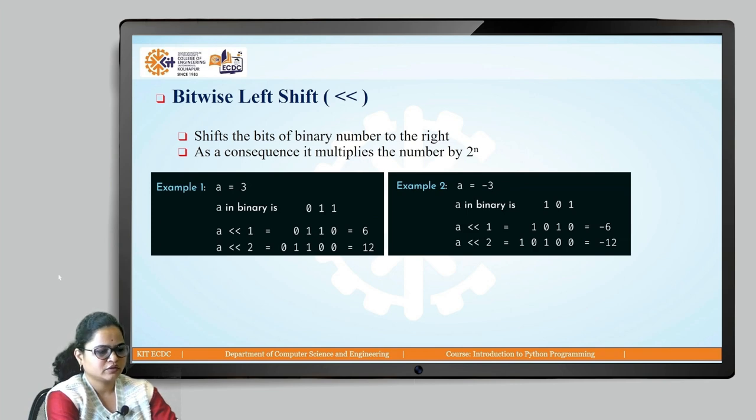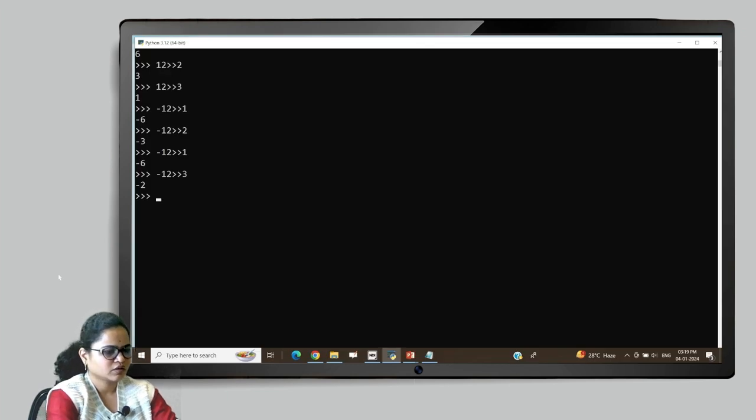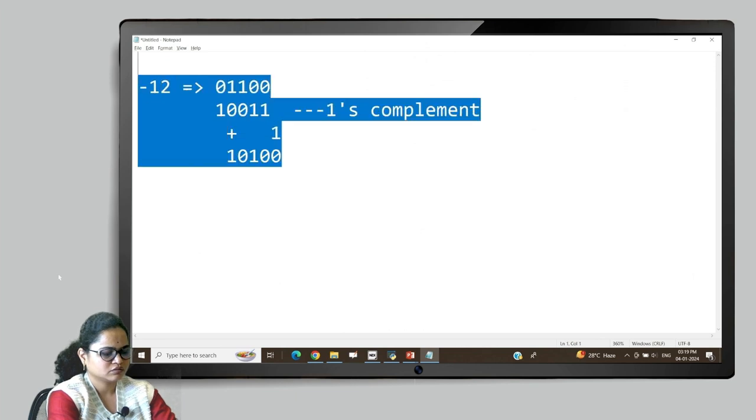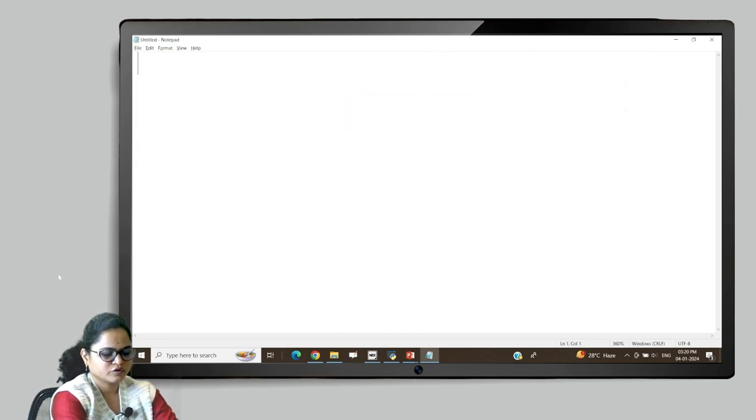Using this left shift operator, you can shift a number of bits to the left, and as a consequence of it, you will get the result by multiplying your original number by 2 raised to n. So here, we'll take the same number, that is 12, which is represented as 01100 in 5-digit format. So when you perform the left shift operation on it, left shift 1 digit to the left.